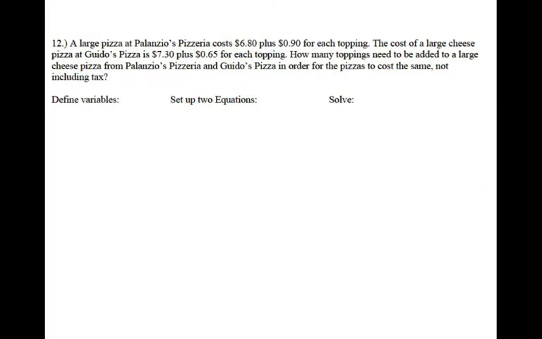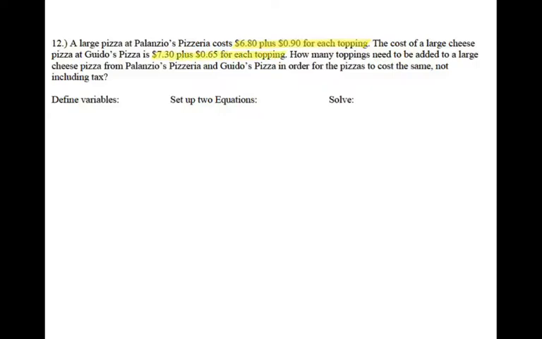All right, number 12. A large pizza at Palazzo's Pizzeria costs $6.80 plus 90 cents for each topping. The cost of a large cheese pizza at Guido's Pizza is $7.30 plus 65 cents for each topping. How many toppings need to be added to a large cheese pizza from Palazzo's Pizzeria and Guido's Pizza in order for the pizzas to cost the same, not including tax? So I'm going to go ahead and highlight. Palazzo's is $6.80 plus 90 cents per topping. Guido's is $7.30 plus 65 cents per topping.